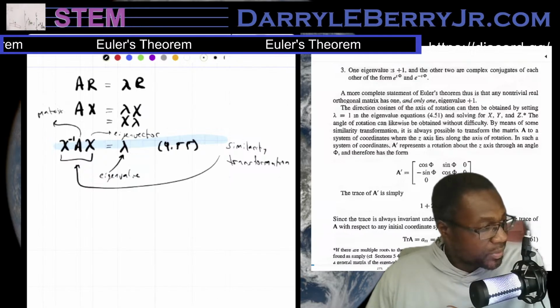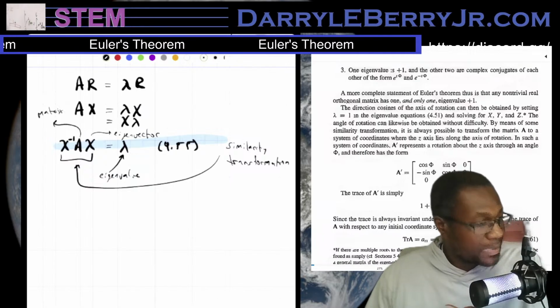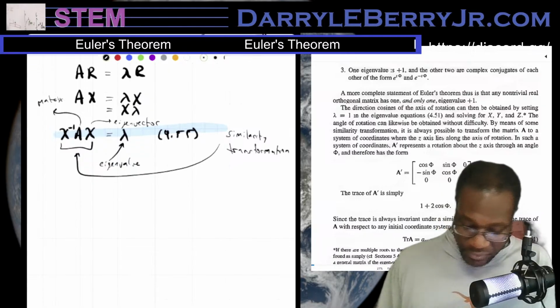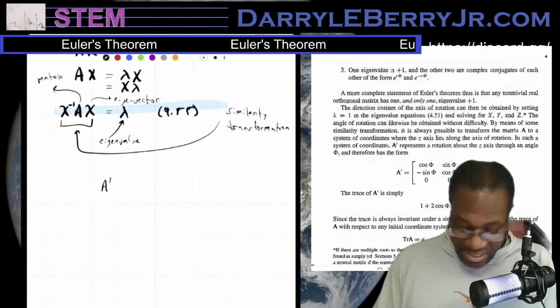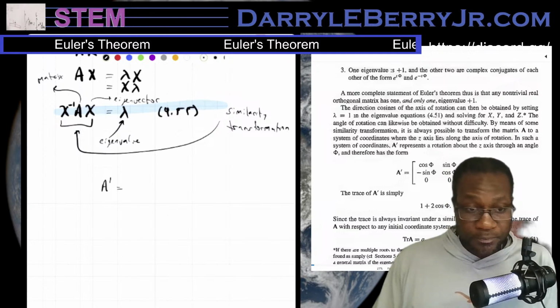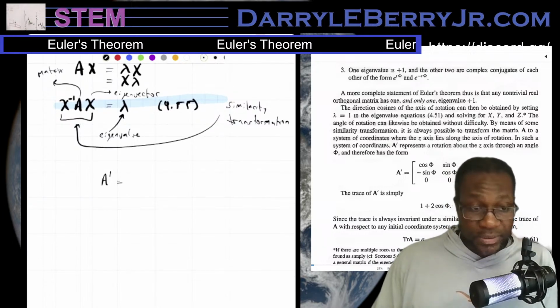In such a system of coordinates, A prime represents a rotation about the z-axis through an angle phi, and therefore has the form. So this is becoming familiar to me. I actually derived this last week, if I recall. Yes, matrices are a thing.